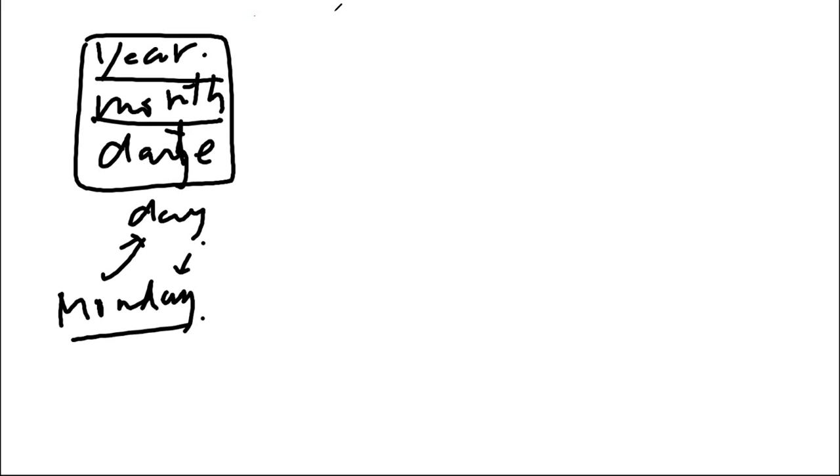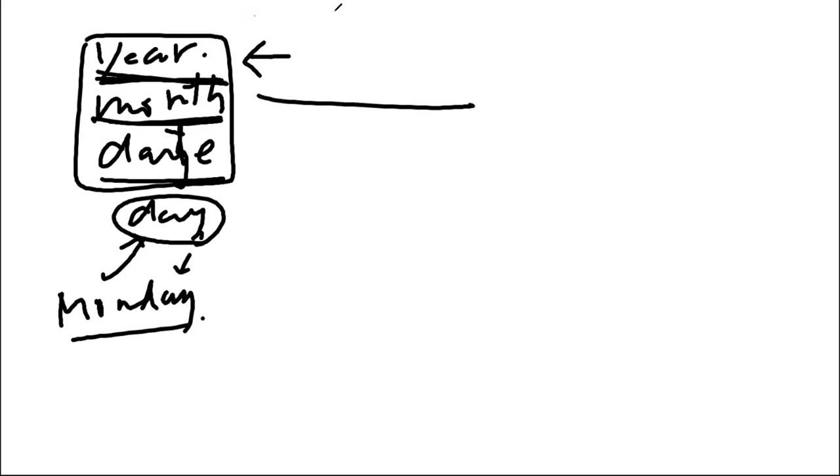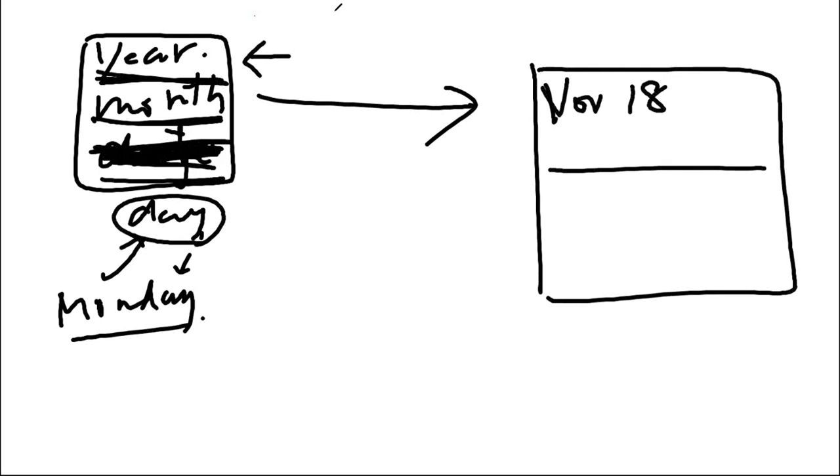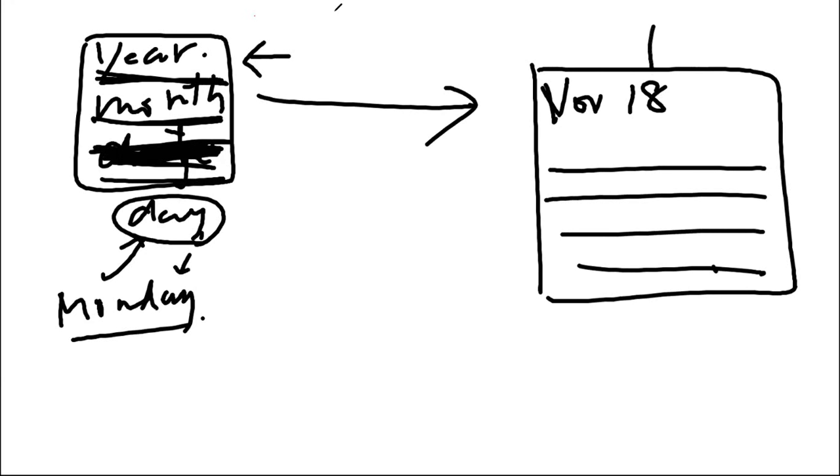So I actually need to read in this whole thing. I need to read in year, month, and date, and then based on this data, I should print out. Let's assume no dates. Okay, just months, just up to months. Then I need to print out something like November 18, 1918, and then print out the whole calendar for the months.